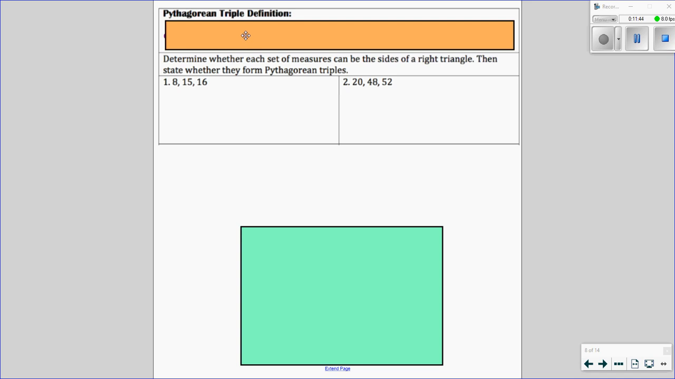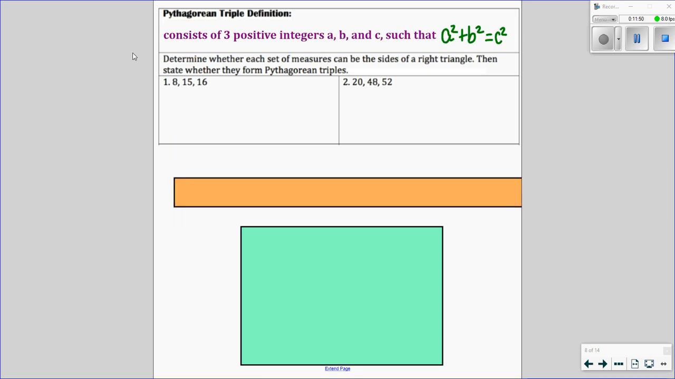With the Pythagorean theorem, you have three sides. We usually call them a triple. So a Pythagorean triple consists of three positive integers, a, b, and c, such that a squared plus b squared equals c squared. That's all it's trying to say: if you have three numbers and you plug them into the Pythagorean theorem formula, and it works out, then those three numbers are a triple.